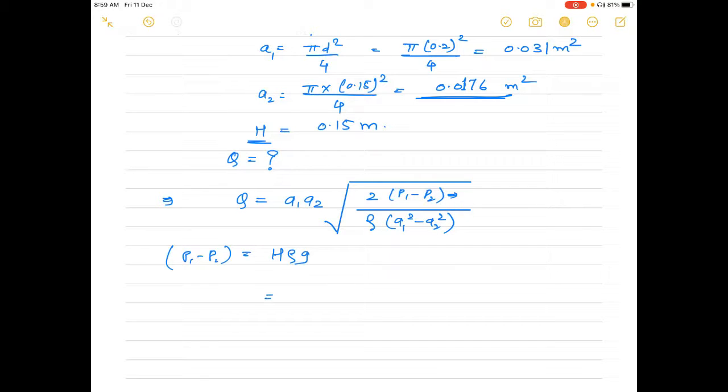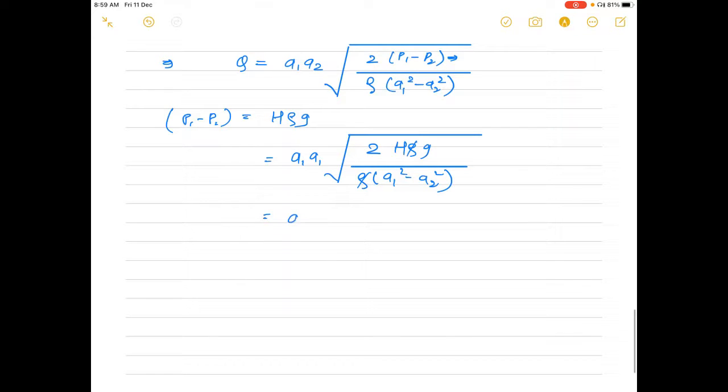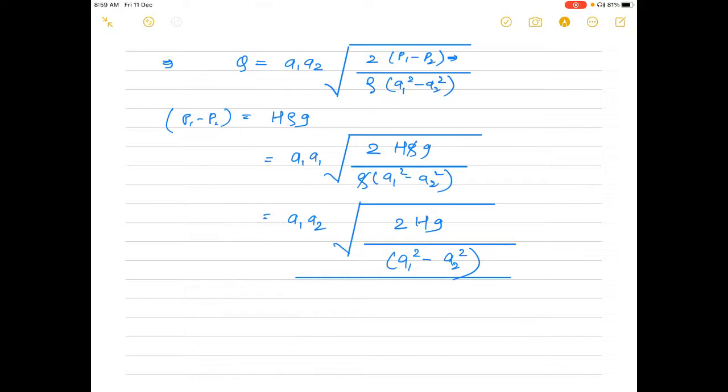If you substitute that over here, what you will get? A1 A2 into root of 2H rho G divided by rho into A1 square minus A2 square. Rho will get cancelled. So the final formula that we get is A1 A2 into root of 2HG divided by A1 square minus A2 square. Now we know all the terms required in this formula. We have A1 and A2, we know G, acceleration due to gravity, and we know capital H.